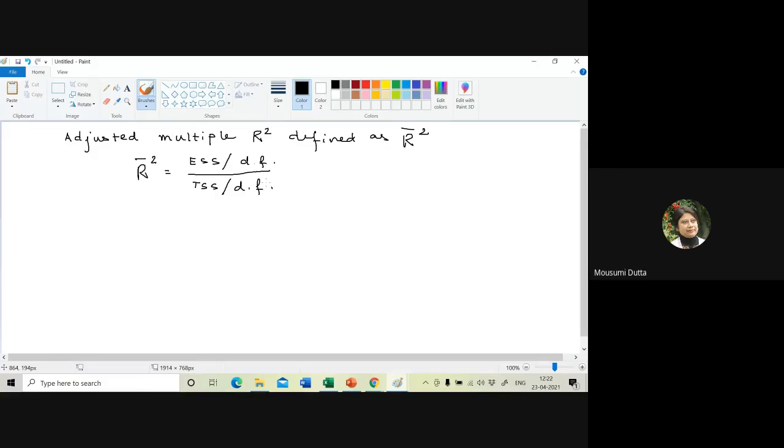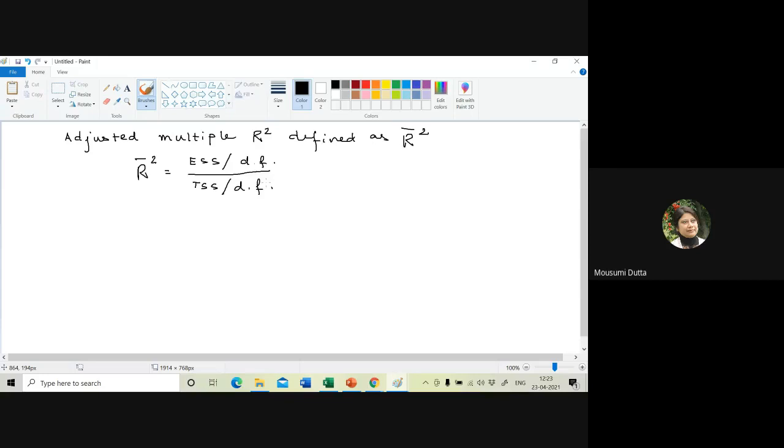So whenever you get the regression output using some software, you will get the R square, capital R square value, and also the R bar square value is given. Because R square as a measure of goodness of fit fails to capture the fact that as you increase the number of explanatory variables in the model, degrees of freedom is falling.